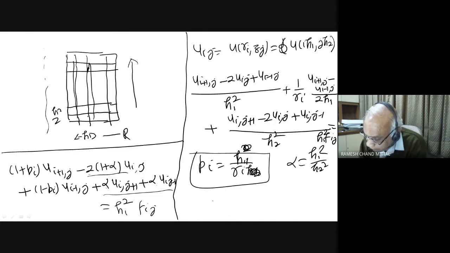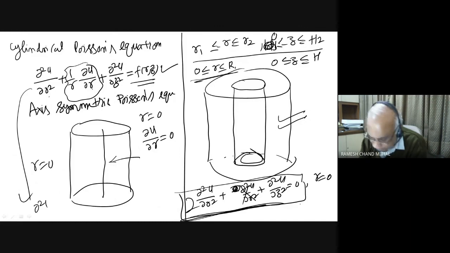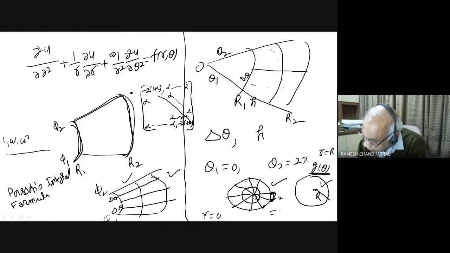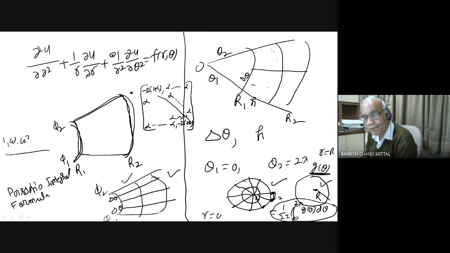The solution at r equal to 0 will be 1 upon 2 pi, integral 0 to 2 pi, g theta d theta. You put r equal to 0 in the Poisson formula, the unnecessary terms cancel out, and you get only g theta there. And so the solution at r equal to 0 is known to me directly from the Poisson formula.